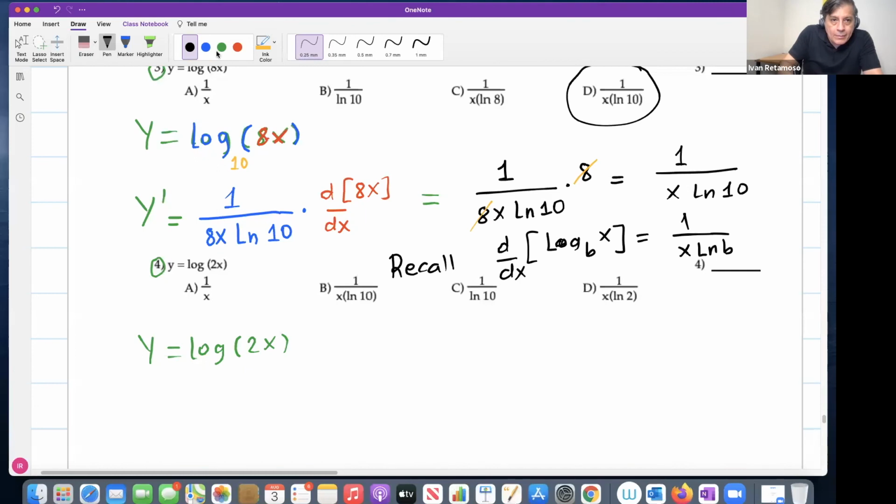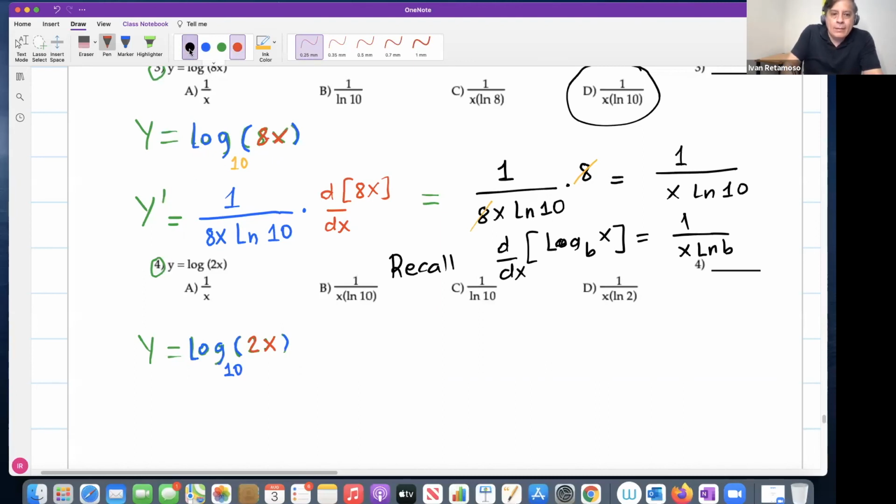What should be the derivative of this guy, knowing that this is the outside function? Professor, there is no base. Well, when you don't see a base and you see log, it means that the base is 10, right? Yeah, great. So this is something that we know. This is the inside function.